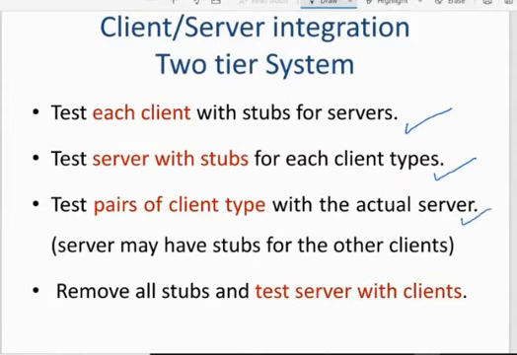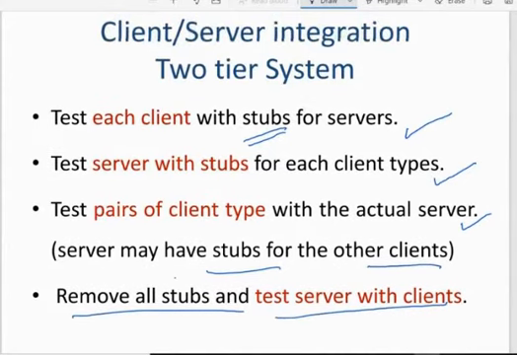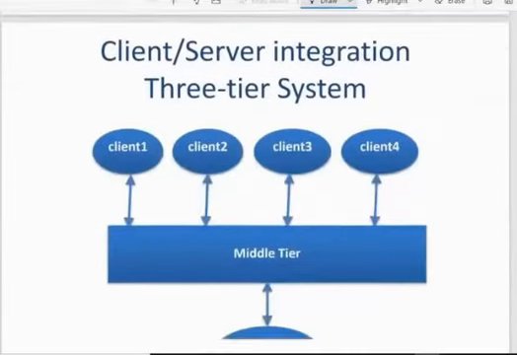That means the server may have these stubs for the other clients. And the last step is to remove all these stubs and test the servers with the clients. So here we see the prominent role of stubs in this particular case, and that is how we go ahead with the two-tier system.